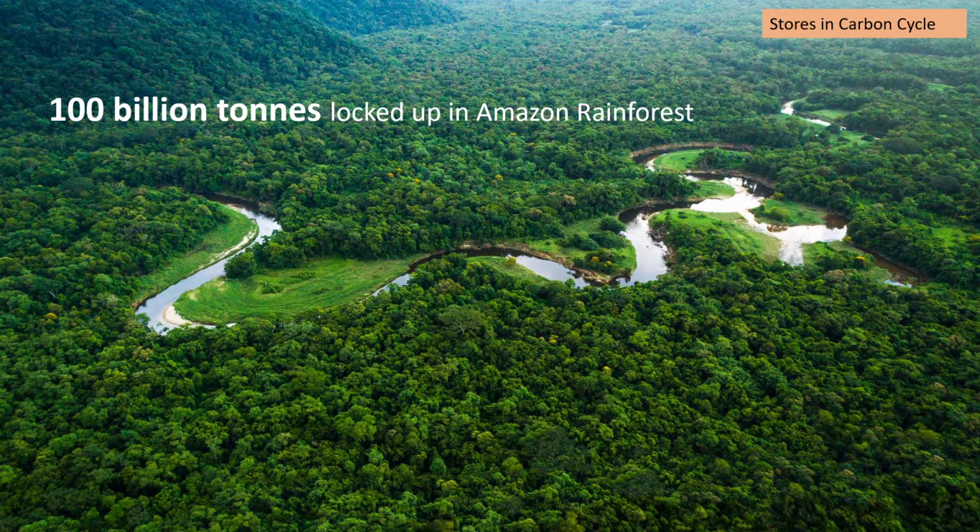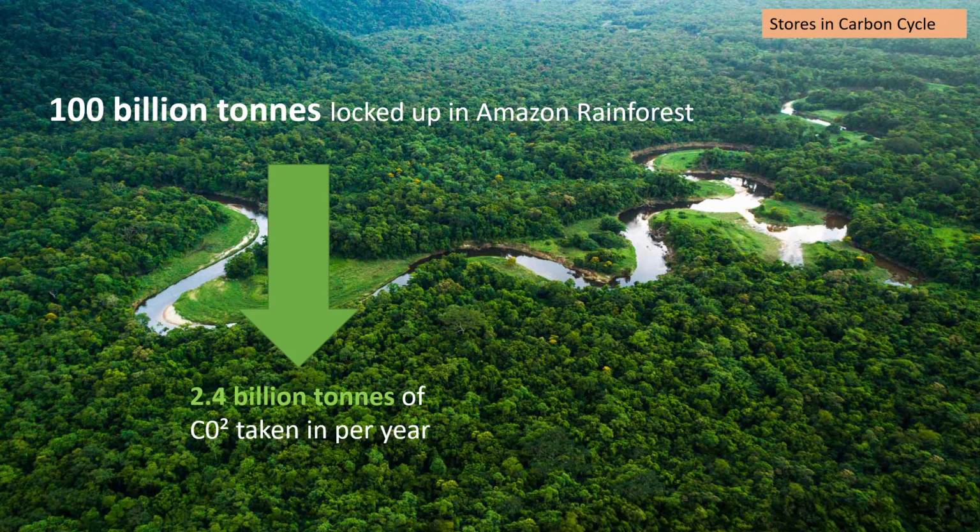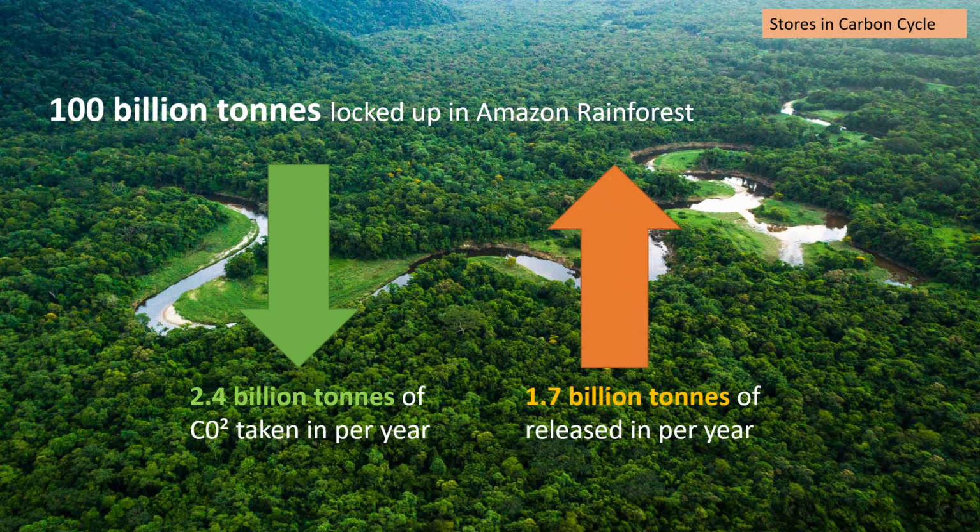I'm going to talk a little bit about stores now. So we know that the Amazon rainforest is a really important store. 100 billion tons locked up. 2.4 billion tons of CO2 get taken in each year, and 1.7 get released back into the air every year through respiration and decomposition. And therefore, because it's taking in more than it's releasing, we call it a carbon sink.